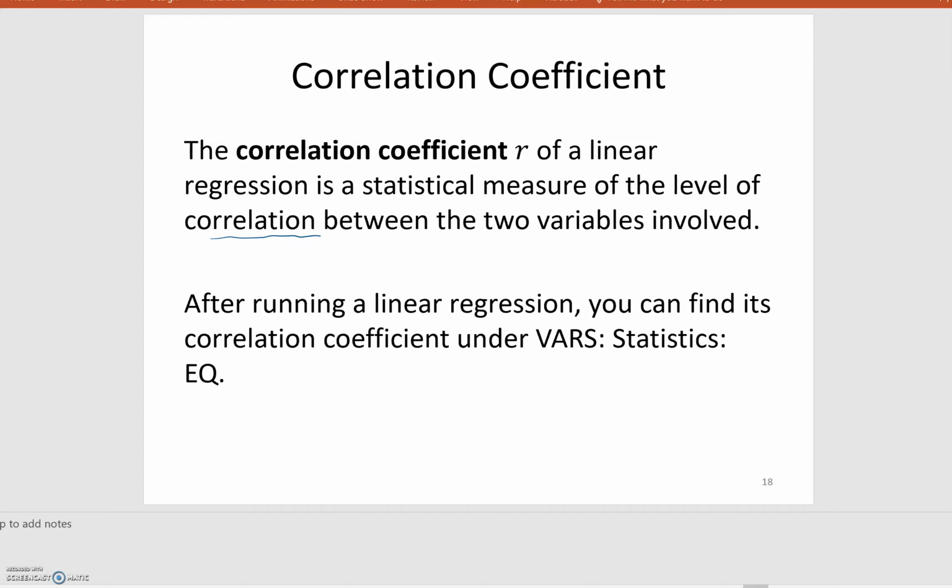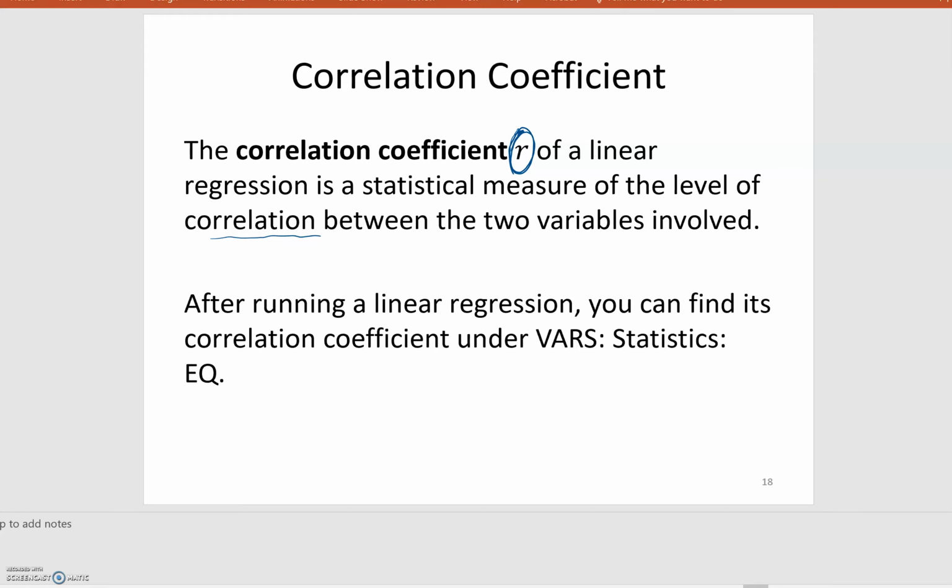The letter that we use to symbolize correlation, the correlation coefficient, is R. That's a little bit of an unfortunate choice because we use R for lots of other things, but for the moment, R will be correlation coefficient.